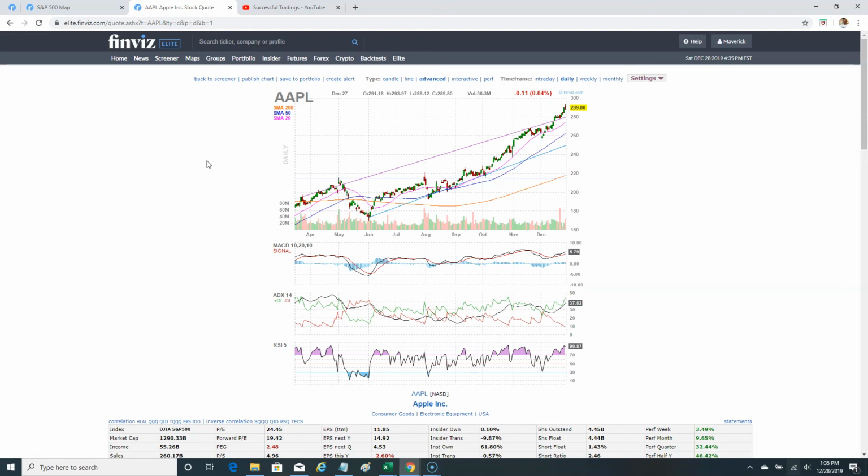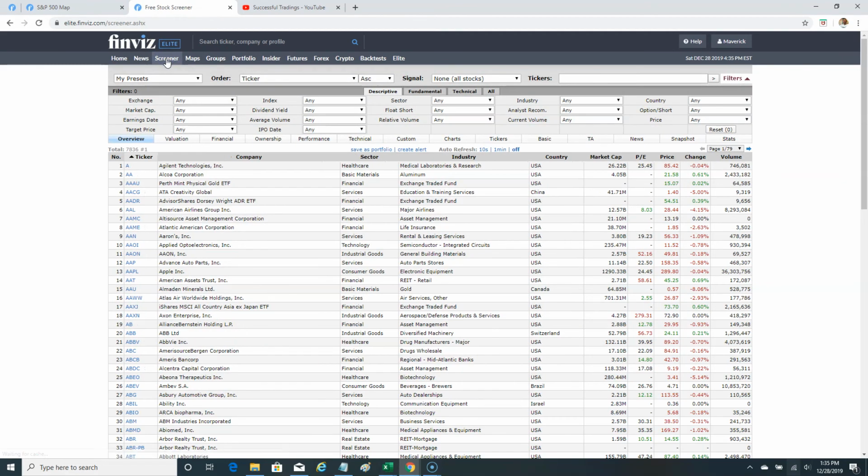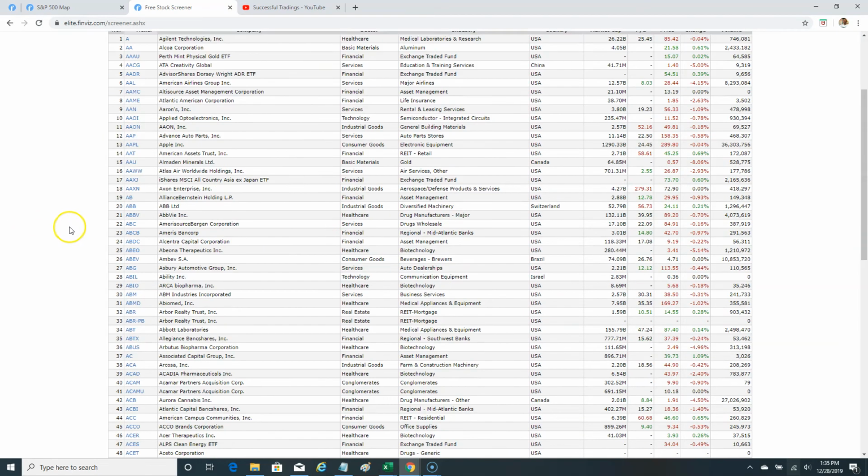Next, let's focus now on showing you how we use the screener function within Finviz.com. So I just click on screener. It's showing me all the stocks that are available. So there is one specific strategy that made me actually purchase the Elite membership on here.